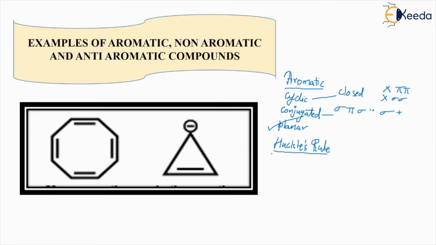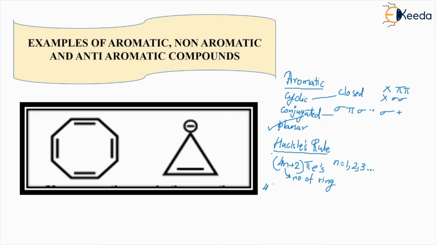And finally, we have Huckel's rule. Huckel's rule is nothing but 4n plus 2 pi electrons, where n is nothing but the number of rings. And thus, n can be 1, 2, 3, and so on.